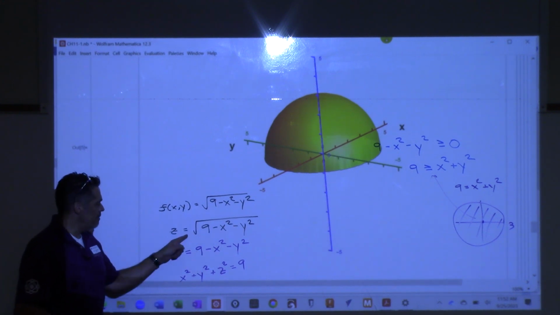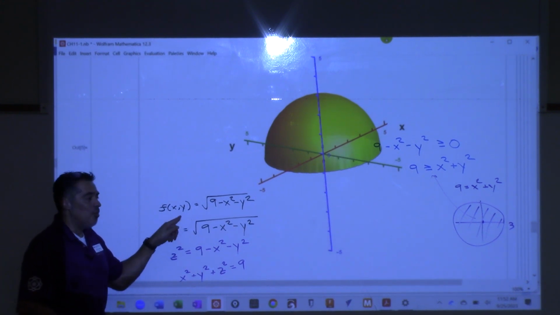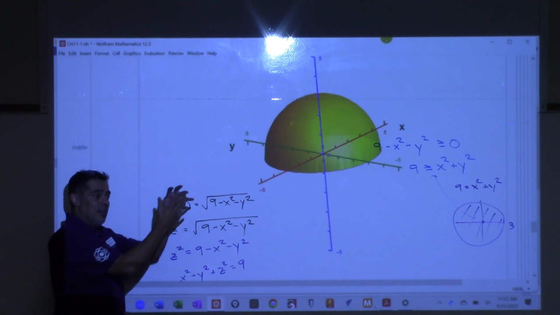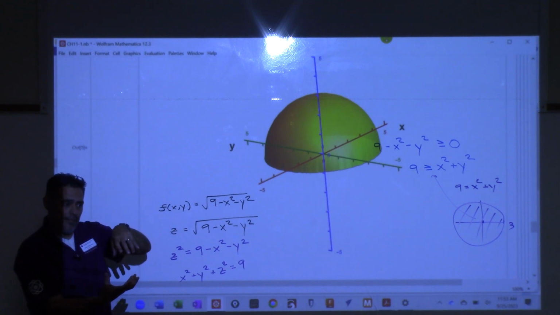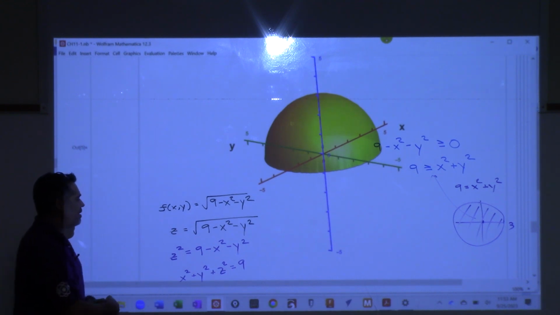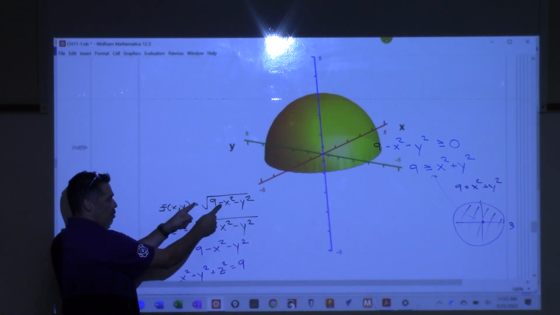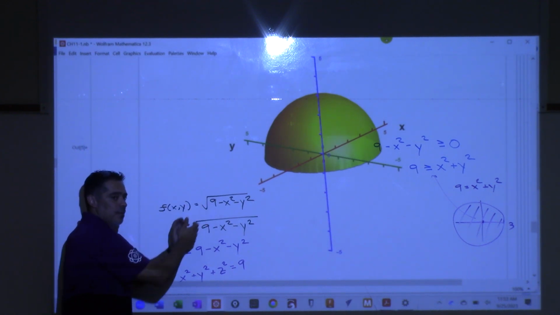What am I missing? Plus or minus, right? So we're only looking at the positive case, which is why we're getting the top of it. If we looked at the minus, it would give us the bottom, right? So do not think that this is the equation of a sphere. This is only the top half of the sphere.